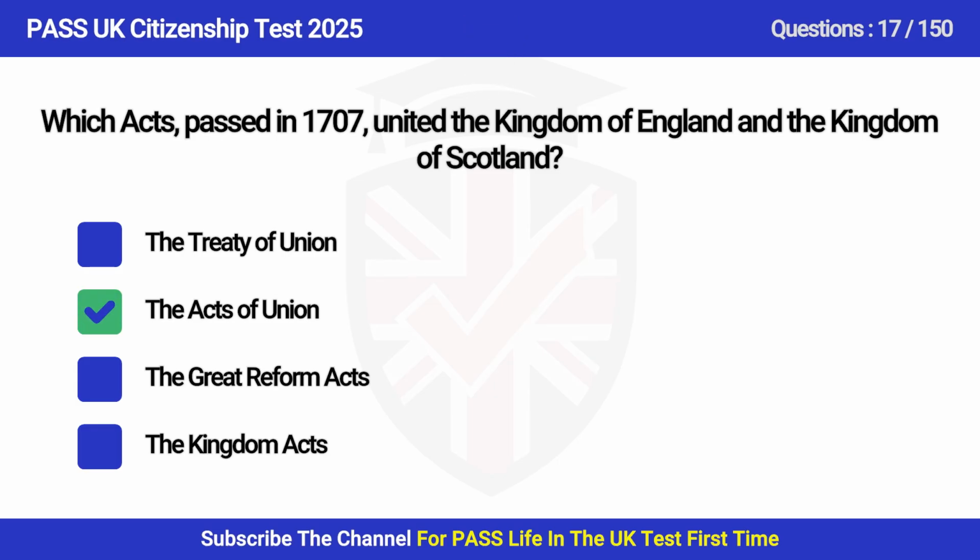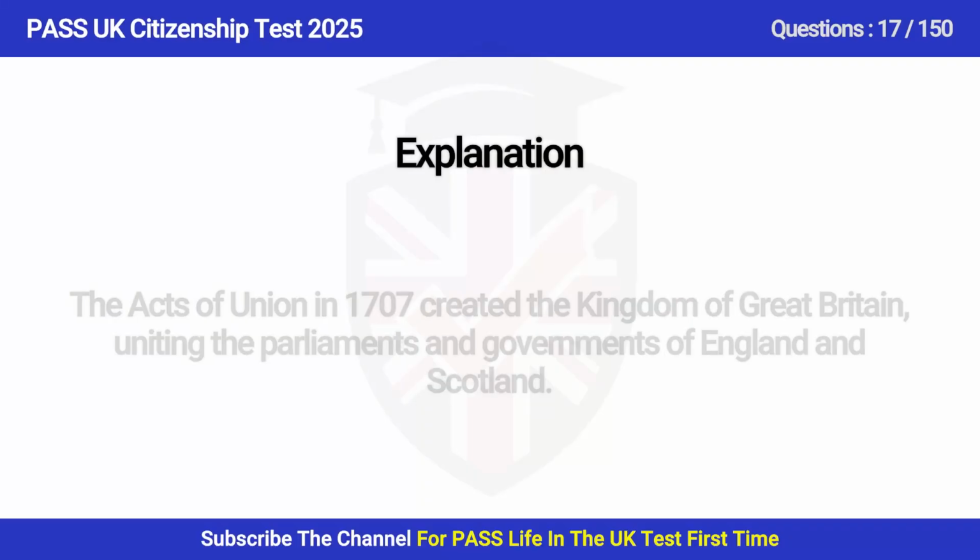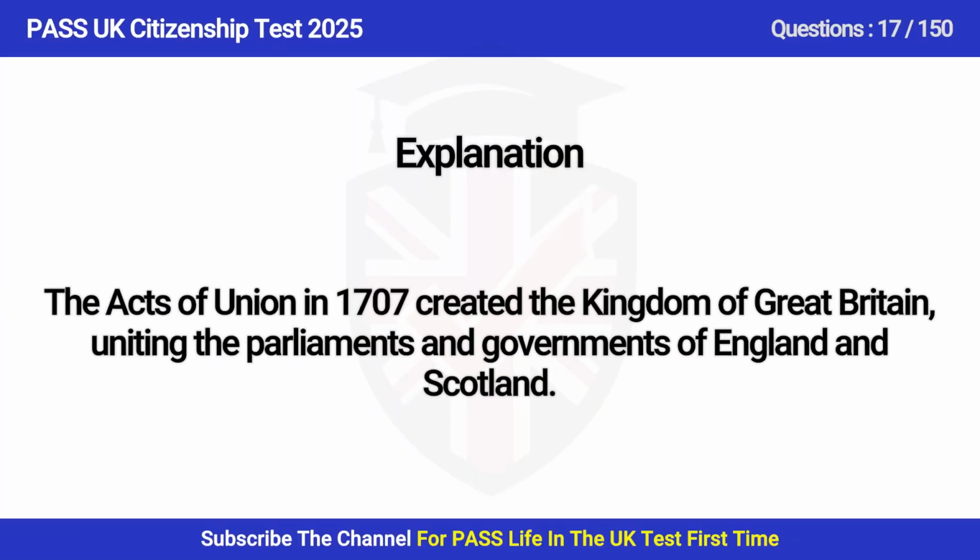Answer is B. The Acts of Union. The Acts of Union in 1707 created the Kingdom of Great Britain, uniting the parliaments and governments of England and Scotland.